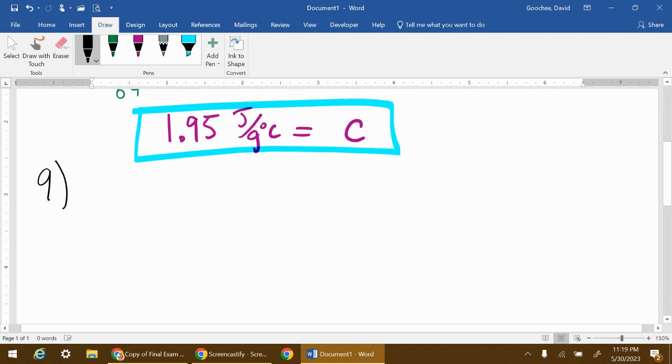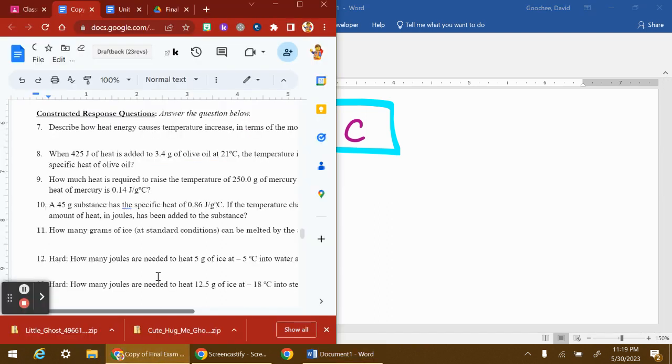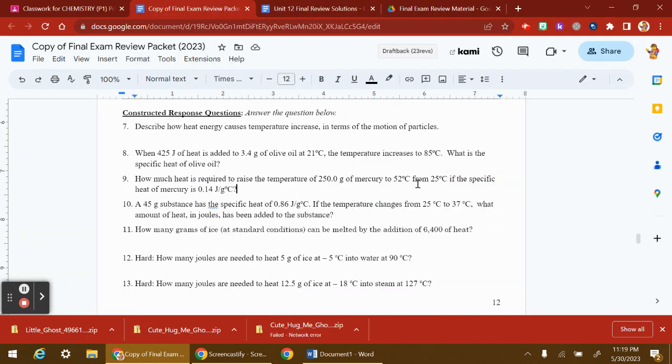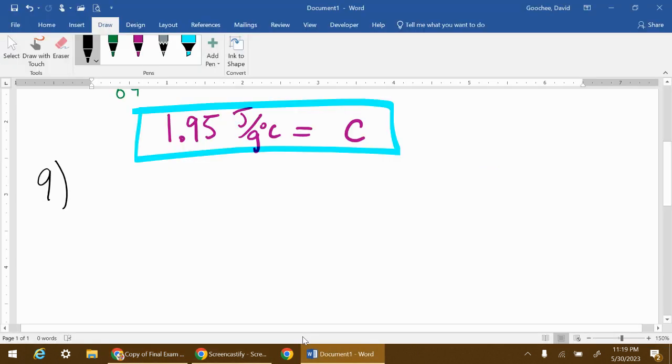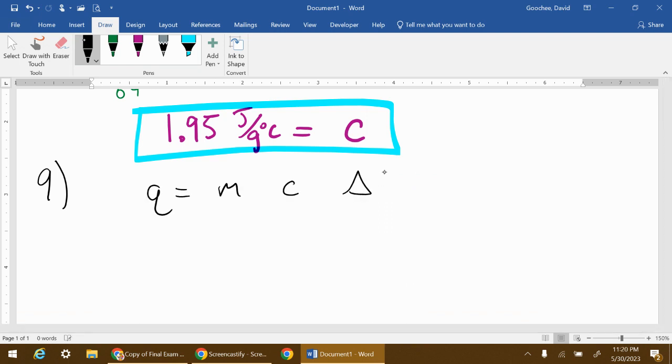In problem 9, how much heat is required to raise the temperature of 250 grams of mercury to 52 degrees from 25 degrees if the specific heat is 0.14? So another example of a temperature change problem. So we are going to use Q equals mc delta T, because there is that change in temperature in the problem. So let's get to it.